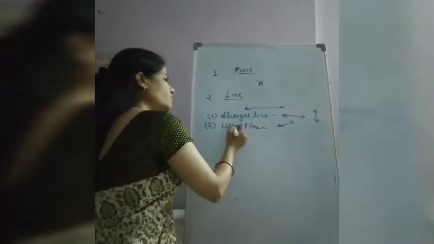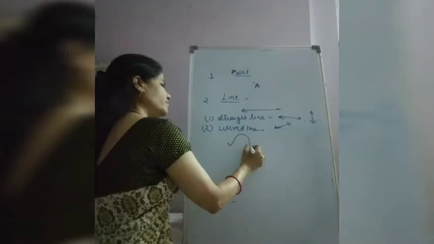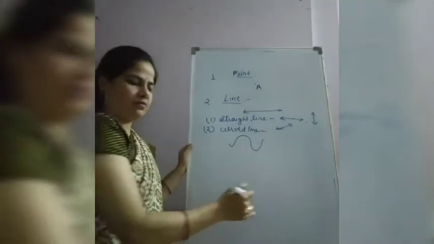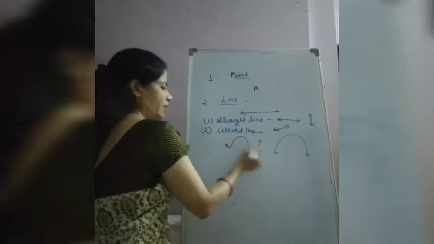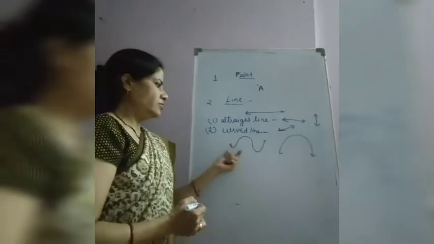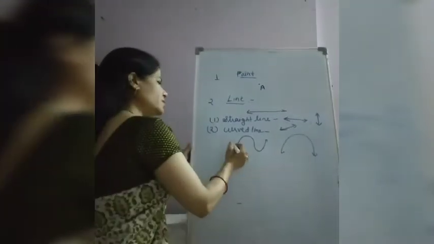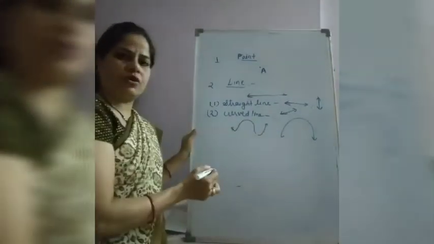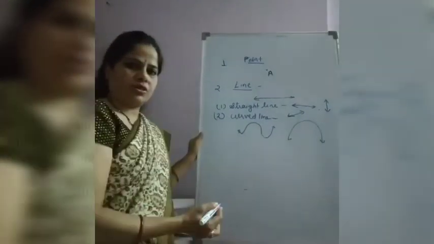Okay. Now what are curved lines? A curved line has different path. Okay. In these two lines, you can see these lines are having different path. These lines are having different moves or turns. So these lines are curved lines. Okay.